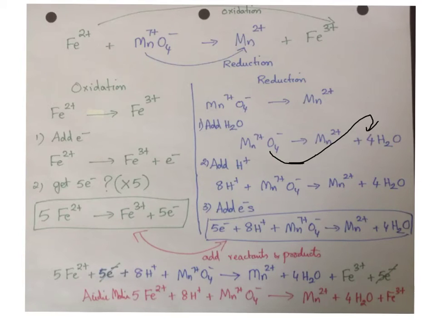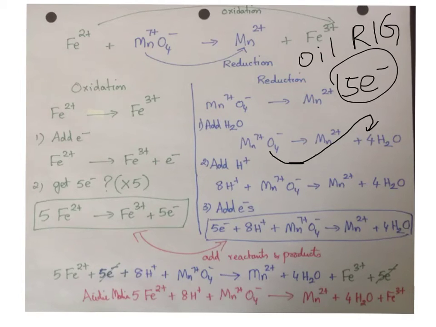One thing we haven't accounted for is the number of electrons. If 7 plus needs to become 2 plus, how many electrons are involved? 5 electrons. So there is a shift in 5 electrons. So again, remember oil rig. Reduction is gain of electrons. So how many electrons did it gain? 5 electrons. Alright, so looking at the reduction reaction very carefully, you have 5 electrons.